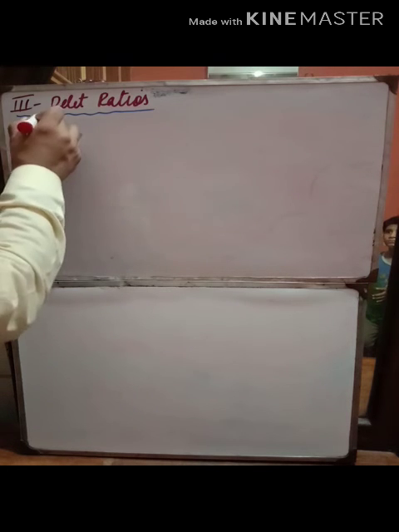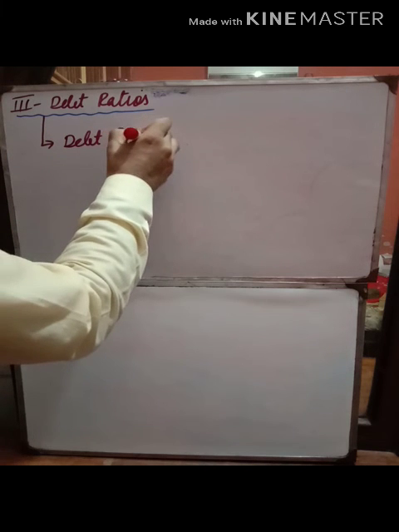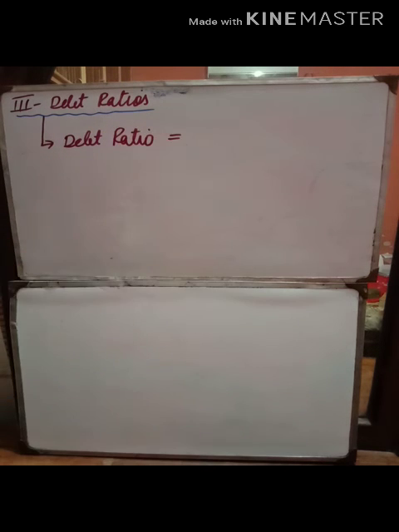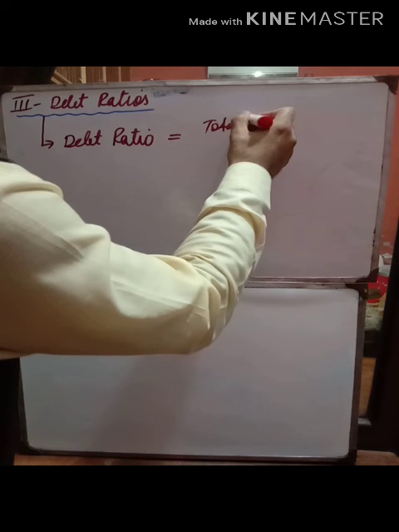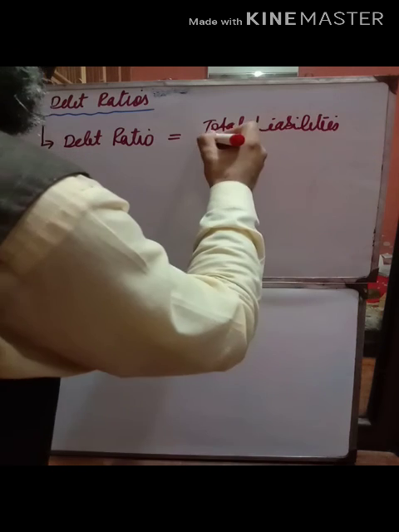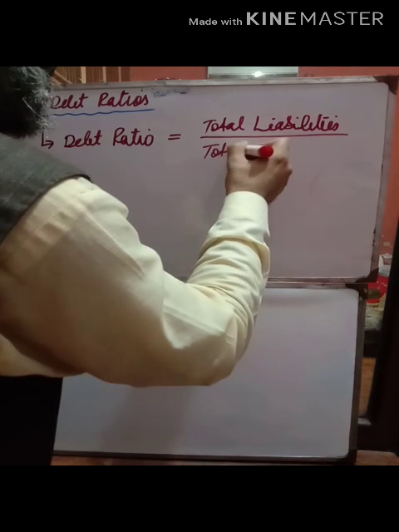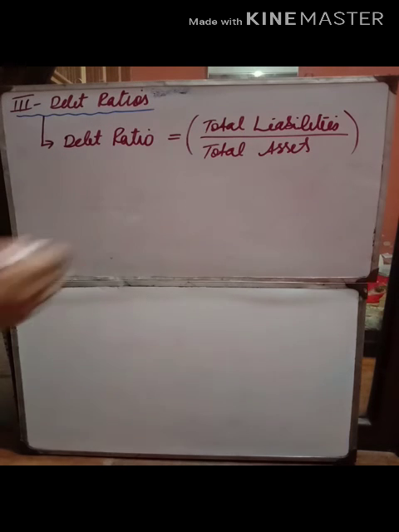So under debt ratios, number one, we have the debt ratio. Debt ratio can be calculated as total liabilities divided by total assets. So it means this is a direct comparison of total assets and total liabilities. So then we get the debt ratio.